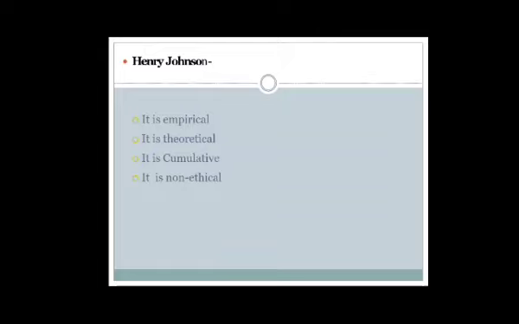It is cumulative. That means here generalizations or theories are corrected, they may be rejected, and newly developed theories are built upon one another. That's why it is cumulative in nature. It is non-ethical. That means it is not concerned with good and bad. They only explain them.